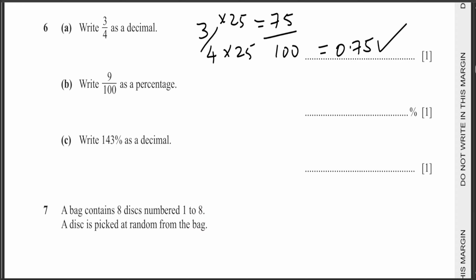Now write 9 over 100 as a percentage. That is 9%. Really, this is a very easy question. Even if you want to change something into a percentage, multiply by 100, and it just gives you 9% again.